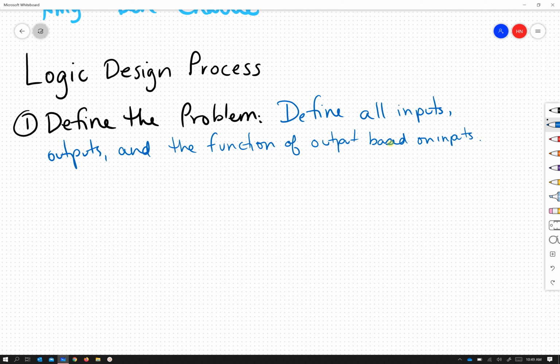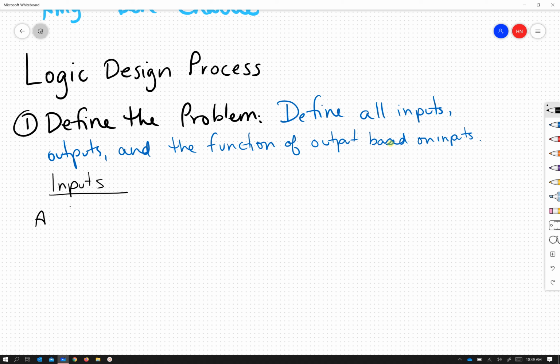Let's do that for this first example. Our inputs are going to be 3 switches, 1 for each person. For the first input, I'm going to call it A for Amy. I hope you noticed that I picked names that started with A, B, and C. An input is the signal coming into my circuit that helps the circuit decide what to do. So the input is a switch, a sensor, any type of device that sends a signal in.